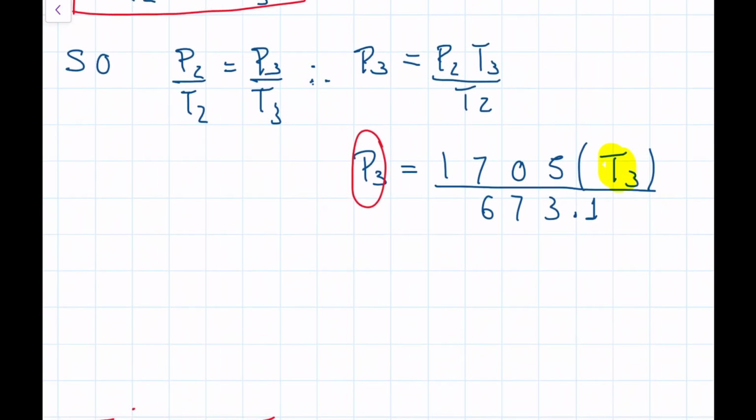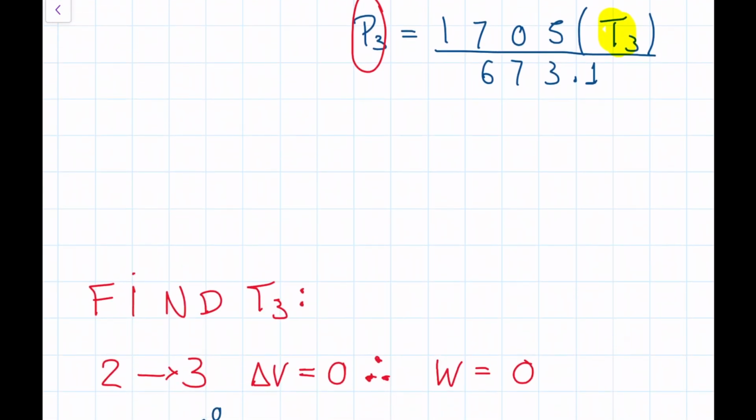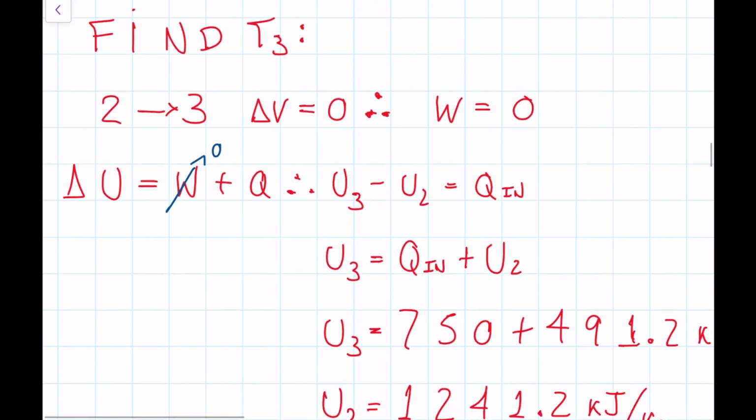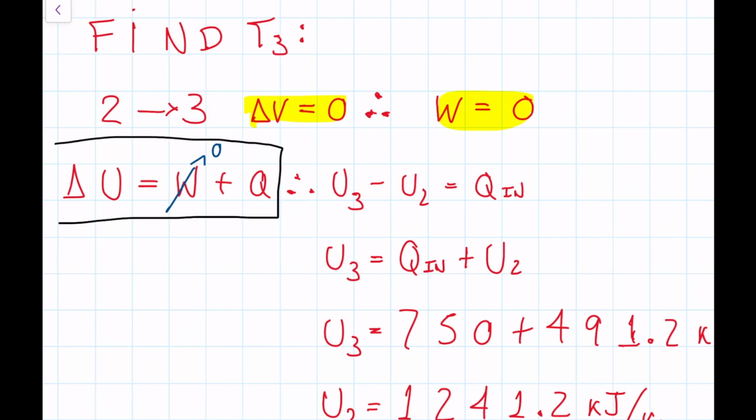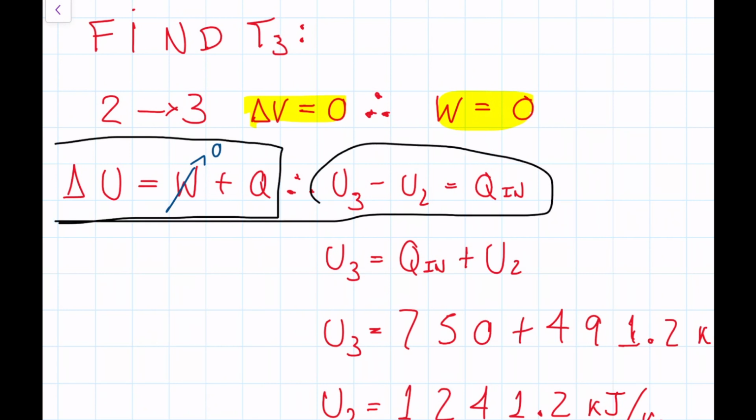To find temperature 3, what I'm going to do is take advantage of the fact that we know how much energy is going into the system from 2 to 3, right? That's Qin. So from 2 to 3, let's bring it to the middle here. From 2 to 3, there's no change in volume, isovolumetric. If there's no change in volume, we know there's no work involved in this operation. So if this process doesn't have any work, our first law of thermodynamics says the following, right? Delta U equals work plus Q. In this case, work is 0, so our delta U, which in this case is final state minus initial, 3 minus 2, equals our Qin, which is the only energy that's going into our system, right?